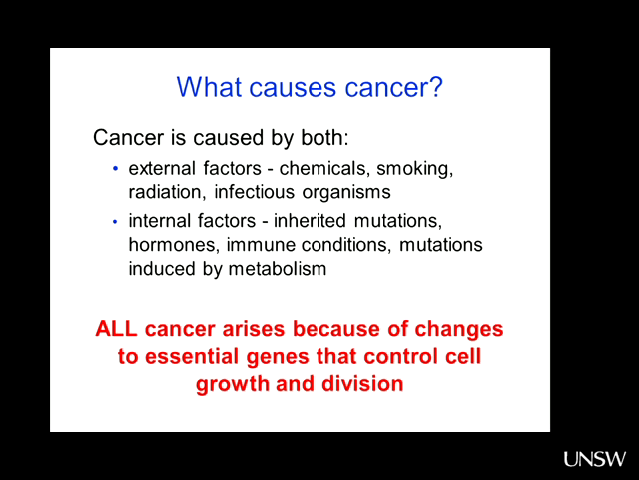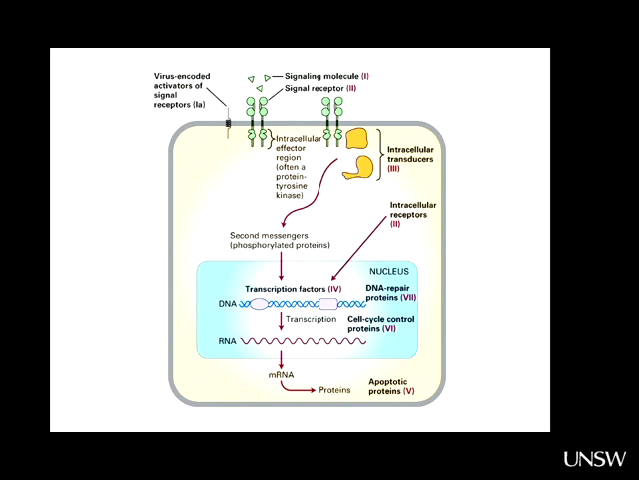And here's the final take-home message. Ultimately, all cancers arise because of changes to essential genes that control cell growth and division. All cancer arises because of changes eventually to essential genes that control cell growth and division. And there they are, the ones that we just talked about. These are the ones that usually get changed. Signaling molecules, the receptors, these intracellular transducers, the transcription factors being upregulated, the cell cycle control proteins, lack of DNA repair, or the apoptotic proteins.